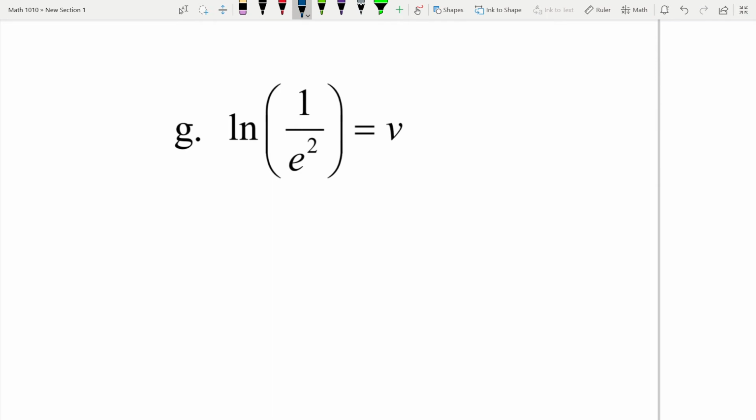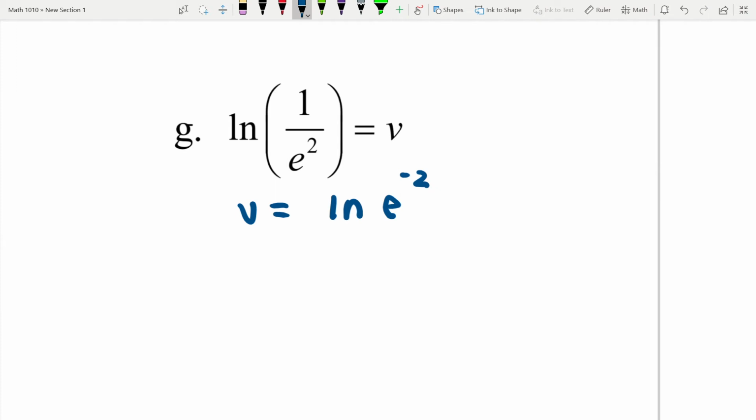Okay. I have an e to the second on the bottom. So look what I'm going to do. I'm going to write v equals ln. I'm going to take that e to the second, and I'm going to pull it up, and it becomes an e to the, what do you think? It was a positive second on the bottom, so when I pull it up, what do you think it's going to be? It's a negative 2. If it's a negative and you pull it down, you make it a positive. If it's positive and you change it, you just make it a negative.